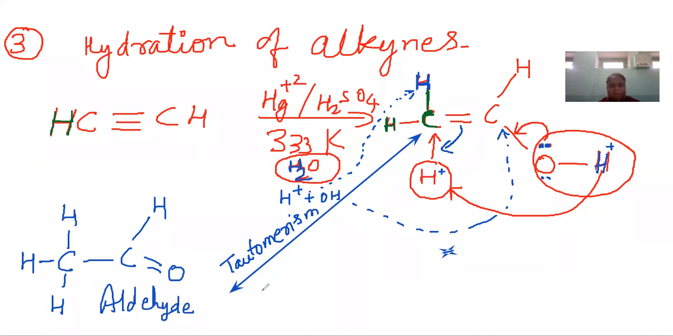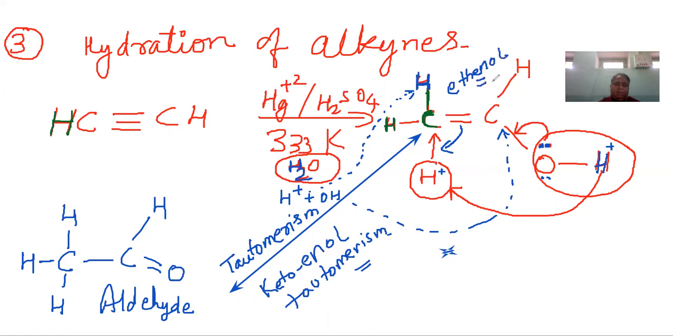So it is called keto enol tautomerism. Why enol? Because it is ethenol. So due to this ethenol and due to this carbonyl compound, they keep on changing their structure dynamically, so we call it keto enol tautomerism.